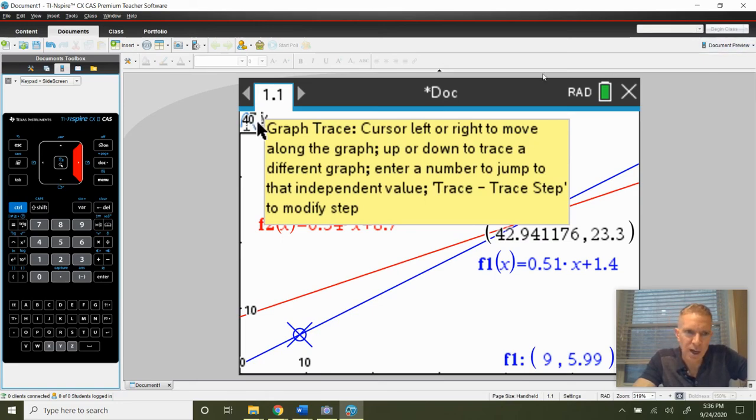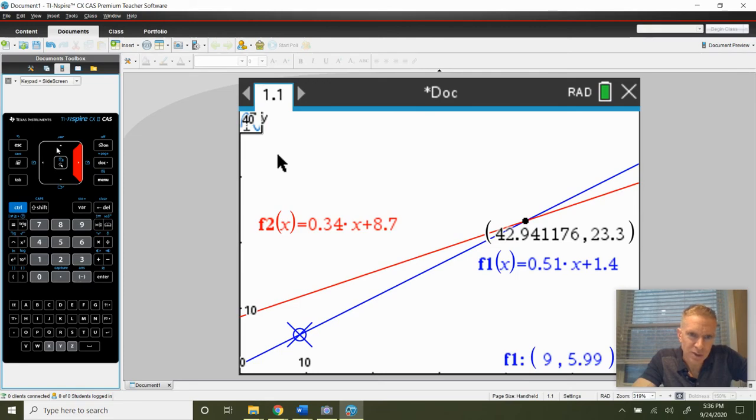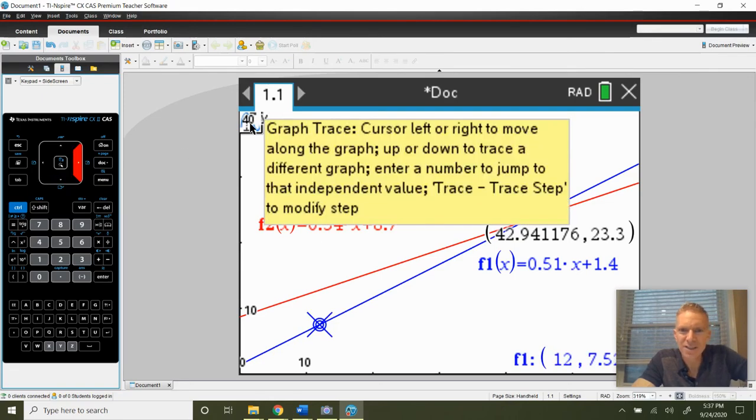So if I hit the up button, I can jump to the other graph, and I can see when my x value is 9 down here on the lower right, my y value is 11.7. I can go back and forth by going up and down. I can go right, left along a function. Or it tells me this, and this I think is the most useful: enter a number to jump to a particular independent value. So an x value, your independent variable.